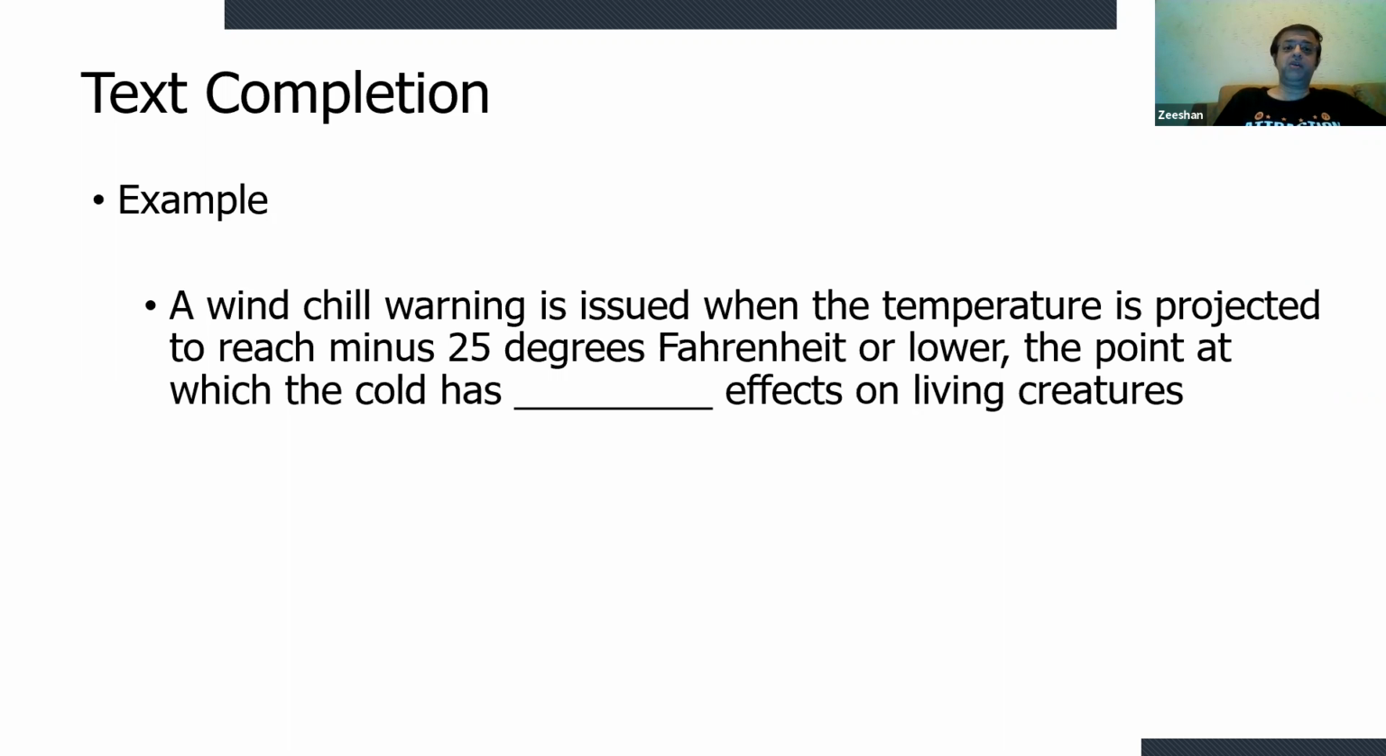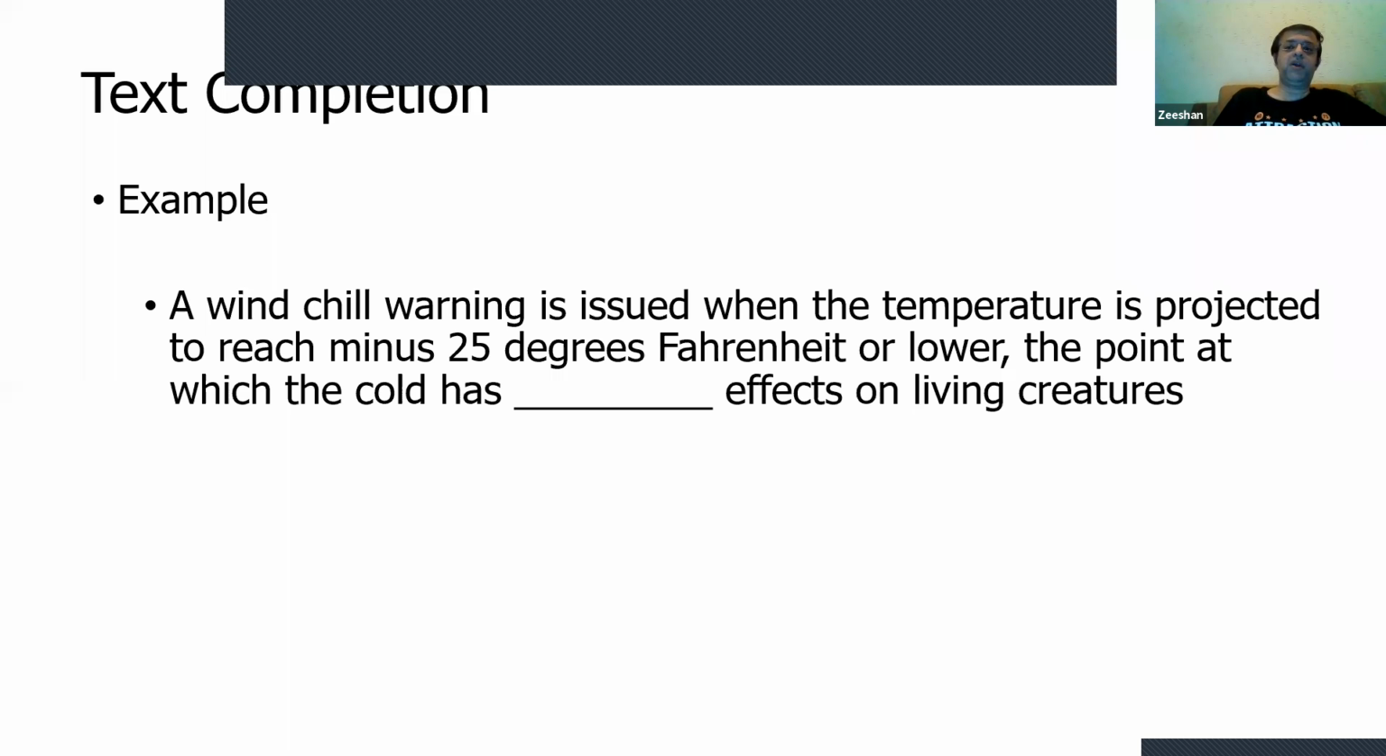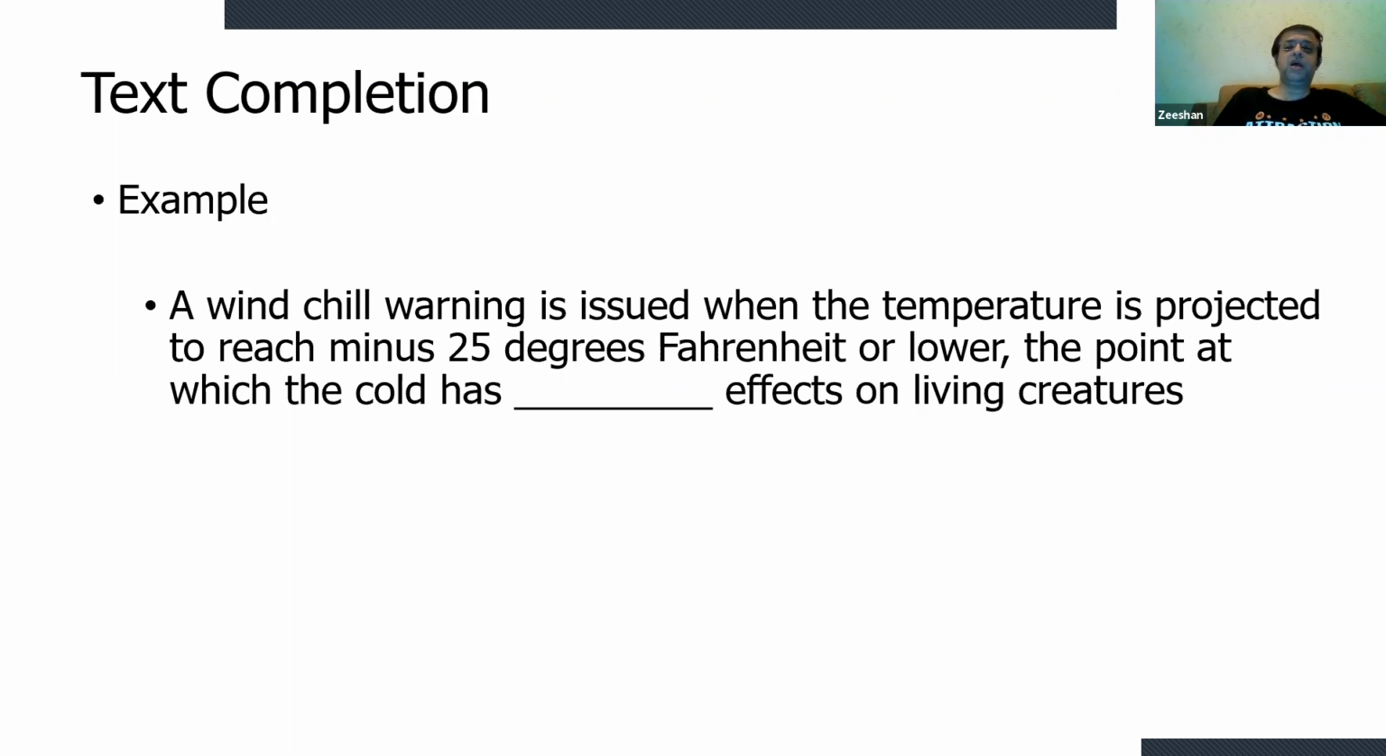So a wind chill warning is issued for the temperature, which would go down to minus 25 Fahrenheit. So this is a point of cold at which the cold has dash effects on living creatures. So it's quite obvious that it must be having adverse effects or lethal effects. So we know what kind of answer would go in this blank. So this is the second thing, that's the tone.